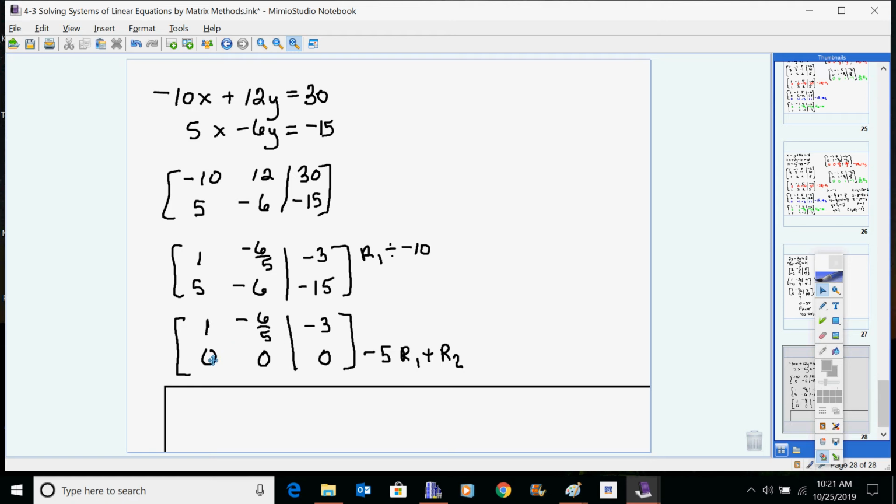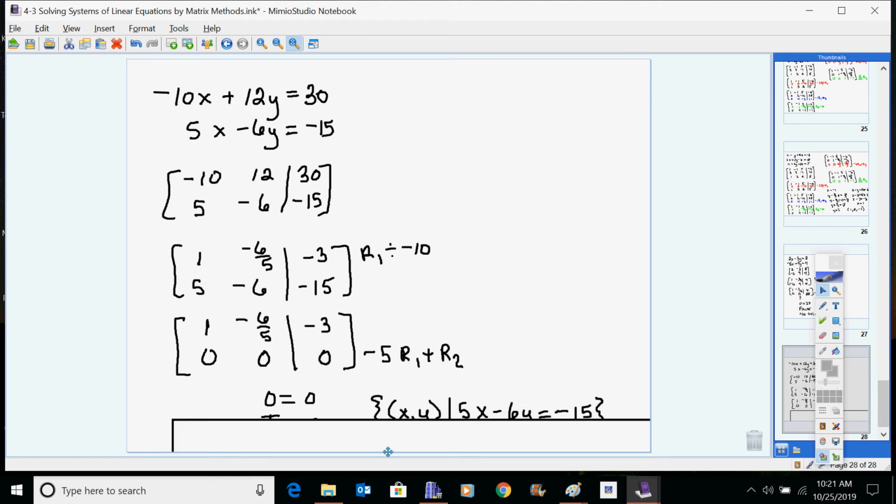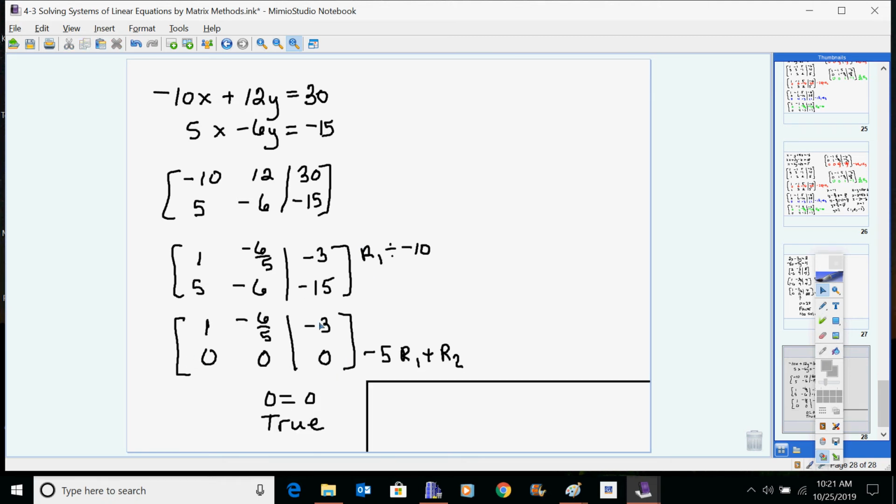But when we do this, we get a 0, 0, 0, which really just means nothing more than these are the same. These are actually the same equation written differently. 0 equals 0, that's a true. So that means there are infinite solutions on this one.